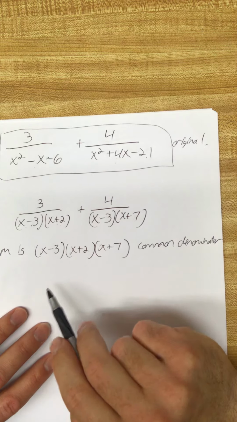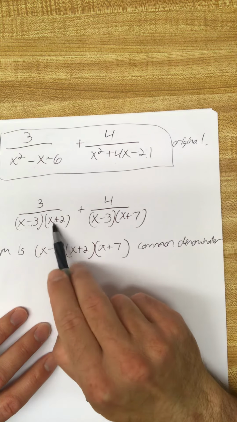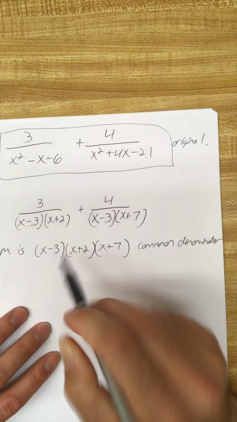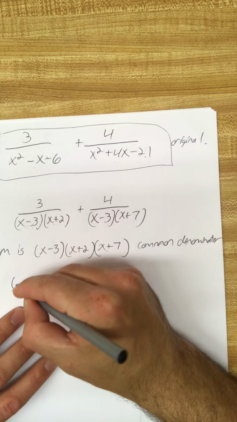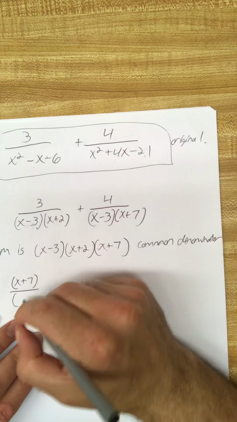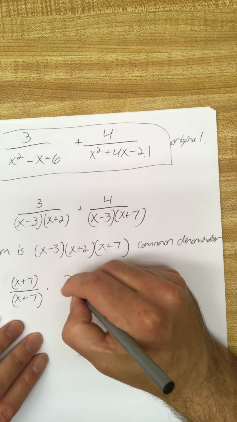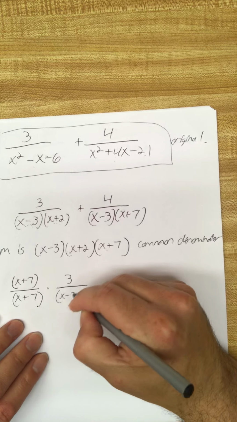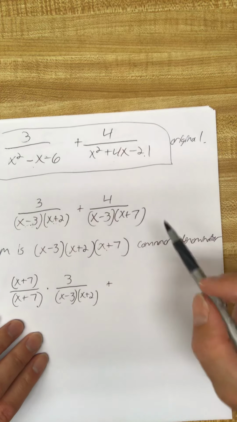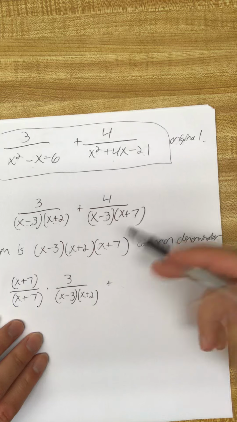So when you go to create these common denominators, you just want to be thinking, what does this fraction miss out of the common denominator? It's missing an x plus 7. So I'm going to have to multiply the first fraction by x plus 7 divided by x plus 7. I realize this is a lot of writing, but that's the way it goes. And then my second fraction, I have an x minus 3 and x plus 7, so I need an x plus 2.